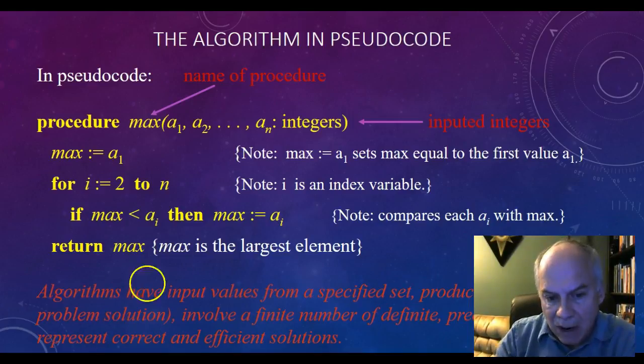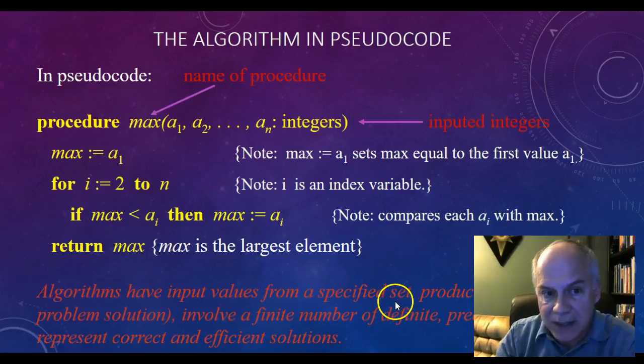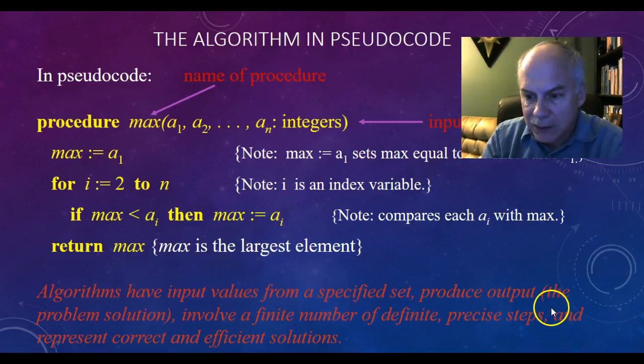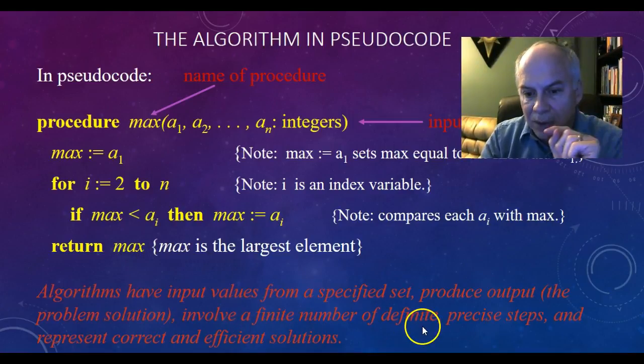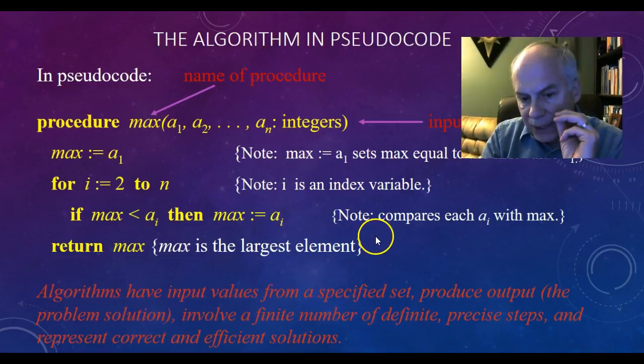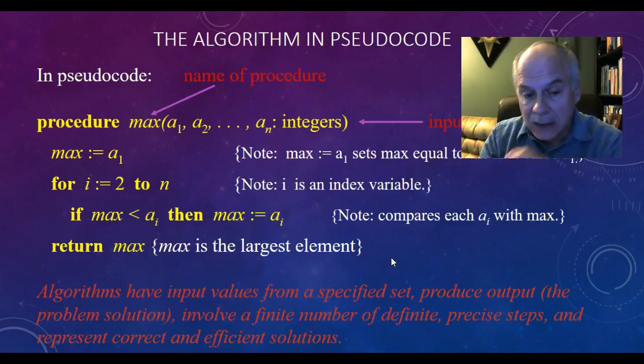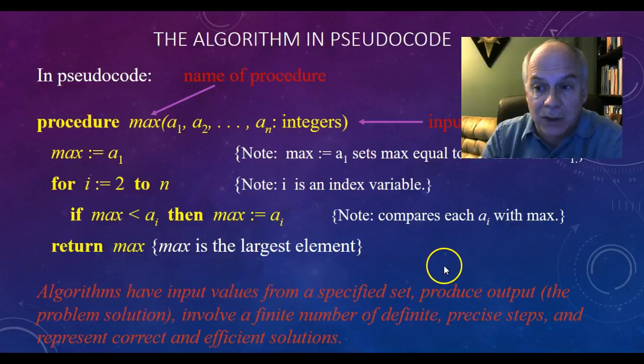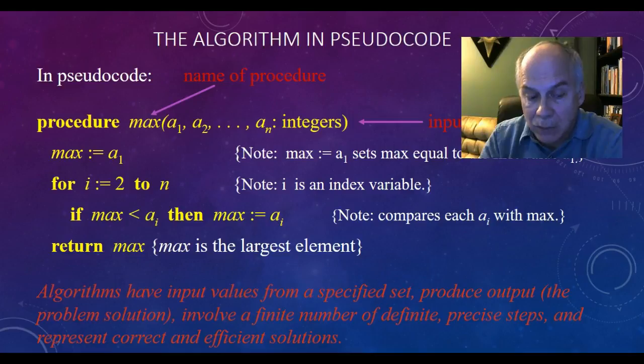Now, algorithms have input values from a specified set. That's these integers here we inputted at the beginning. They produce output, which in this case was the max, which is the problem solution. They have a finite number of definite, precise steps, and they represent correct and efficient solutions. So we're usually looking for the most efficient solution we can have to a particular computer problem. All right.